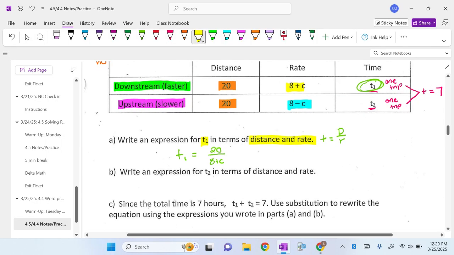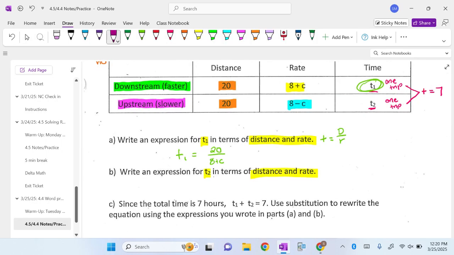Then we're going to do it for T2, for distance and rate. So we're still using the exact same formula. We're using T equals D over R. So T2 would still be 20, but it'll be over what? 8 minus C. So guys, we're literally just taking the stuff that we already had in the table and just writing it in the formula.